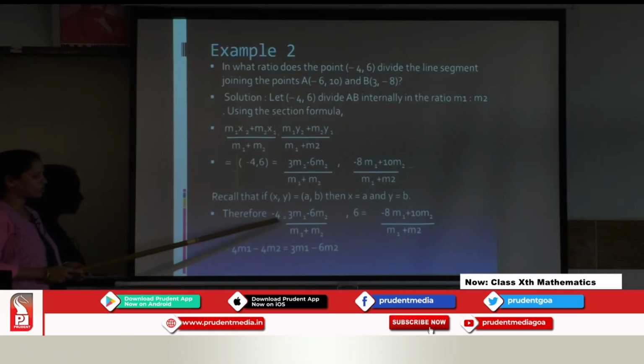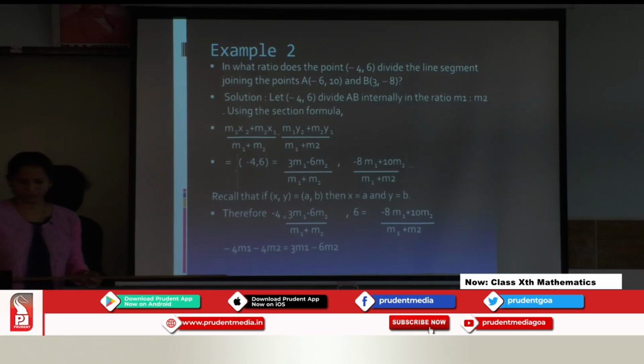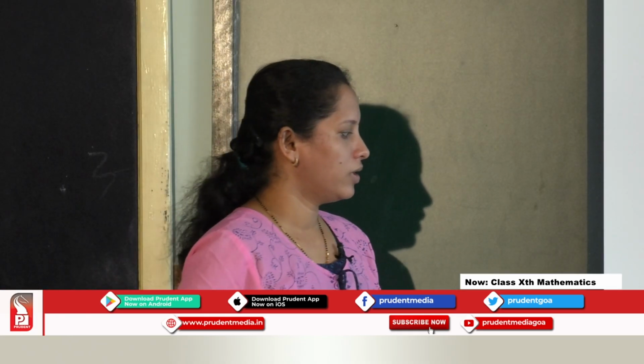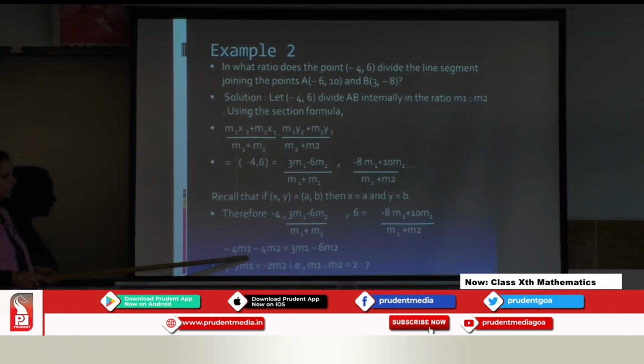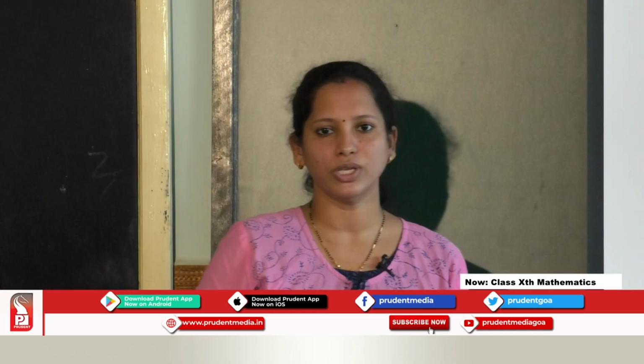On cross multiplication we will get -4 into (M1 plus M2) equals 3 M1 minus 6 M2. So -4 into M1 is -4 M1 minus 4 M2, which is equal to 3 M1 minus 6 M2. After solving this, we have to take 3 M1 to this side, it will become -3 M1 here. So this will become -7 M1, which is equal to, this 6 on this side will become plus 6 M2, so it becomes -2 M2. So that is M1 is to M2 is equal to 2 is to 7.